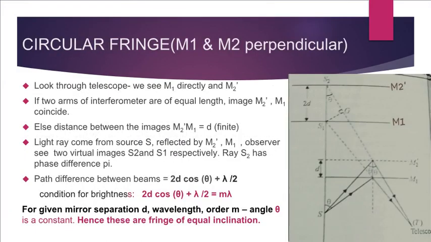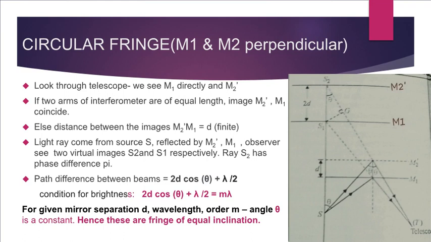Consider the case where mirrors M1 and M2 are exactly perpendicular to each other. If the two arms of the interferometer are of equal length, that is, mirrors M1 and M2 are kept at equal distance and we look through the telescope, the images of M2 and M1 coincide. And we will observe concentric circular rings.